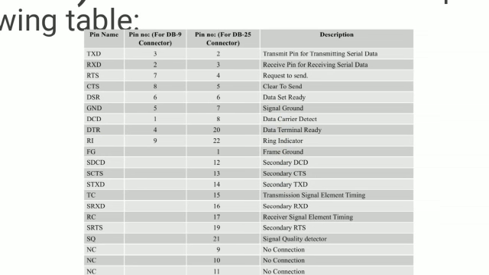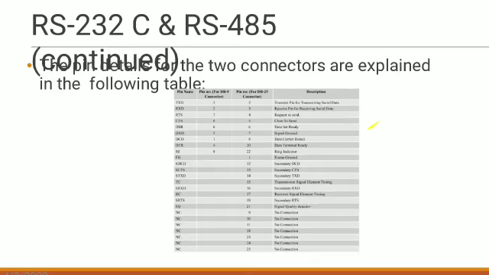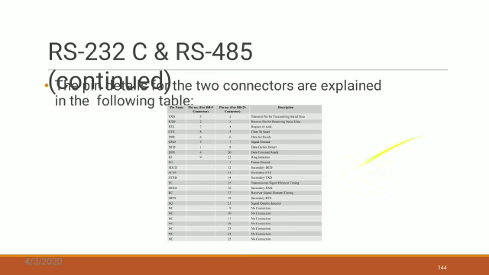RXD is the receive pin for receiving the serial data. Then RTS and CTS are request to send and clear to send. DSR is for data set ready, signal ground. DCD is for data carrier detect. DTR is for data terminal ready. RI is ring indicator, and so on, right?